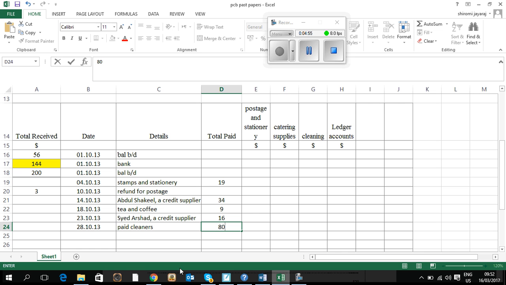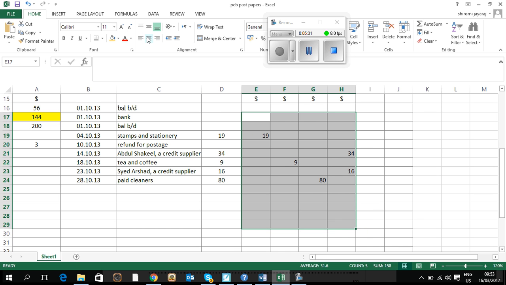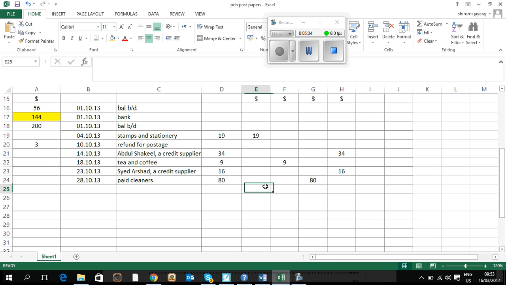Now let's include this under the correct category. Stamps and stationery comes under postage and stationery, 19. And Abdul Shakil credit supplier, 34, should go under the ledger. And tea and coffee, 9, will go to catering. And paid a credit supplier again, 16, under ledger accounts. Paid cleaners, 80, will come under cleaning. Once it is under the correct category, let's balance this off.